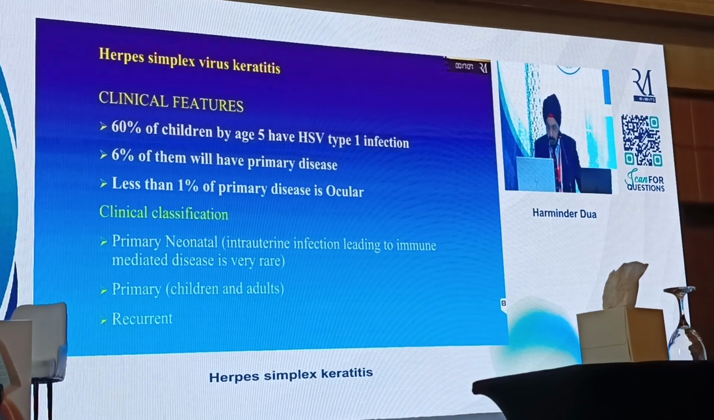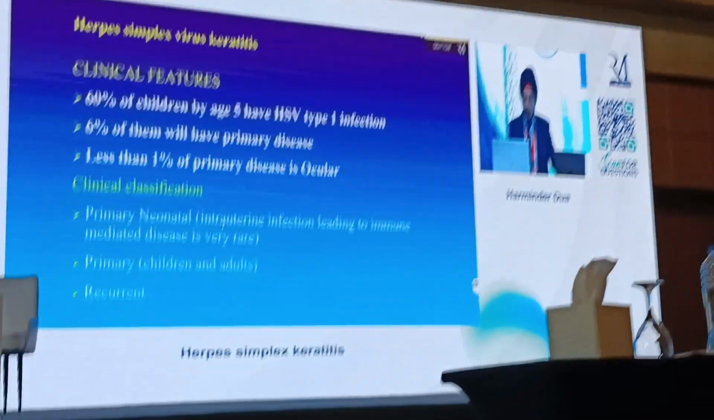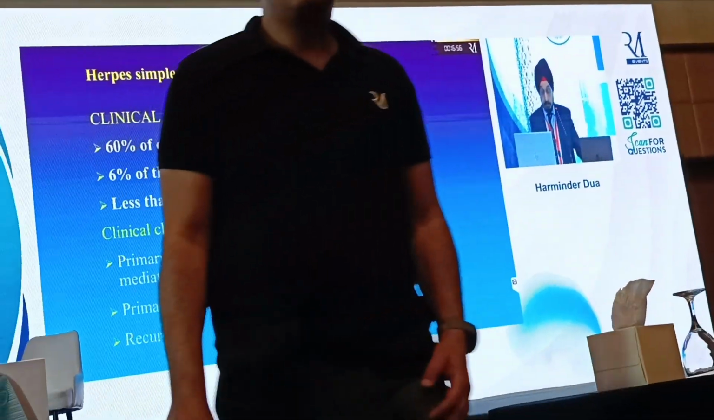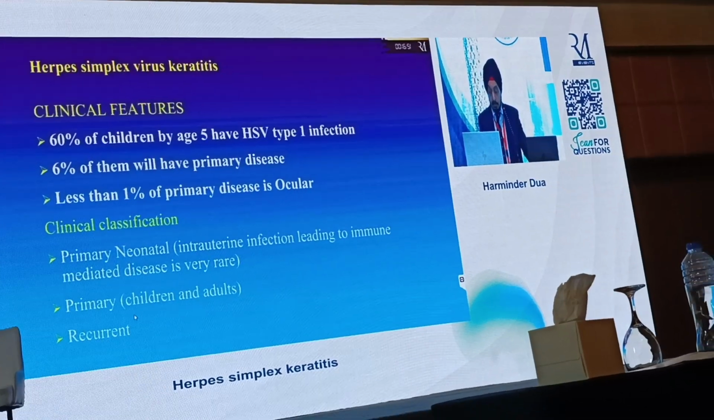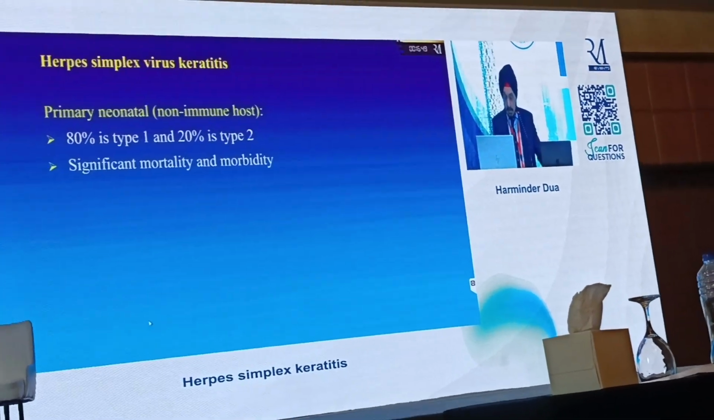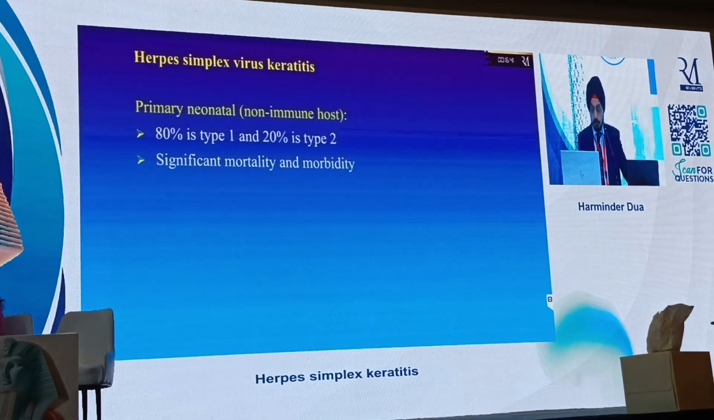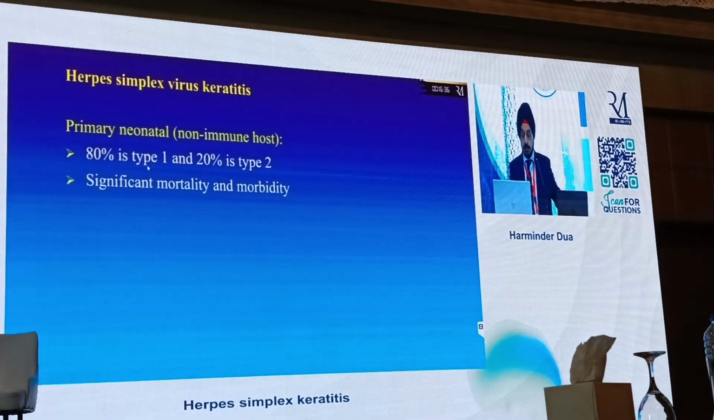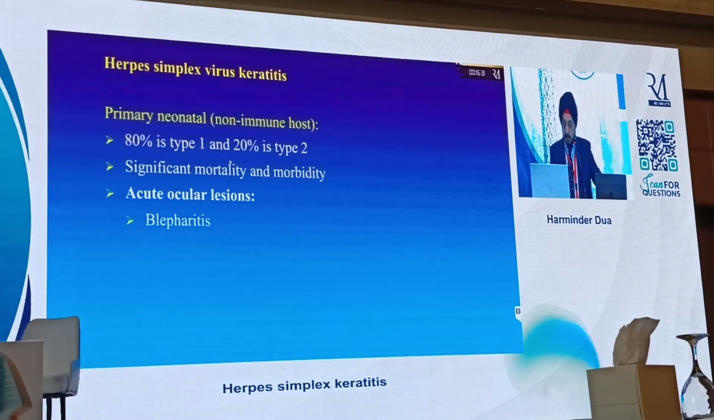Let's go with this. So the primary neonatal, where you get intrauterine infection, it's very rare, but it's quite serious and usually it is an abortion. Then it will be primary in children and adults, and it can be recurrent. So these are the three categories. The neonatal primary type is in the non-immune host because obviously the child has not been exposed to the infection before. 80% is type 1, which means above the waist, and then 20% is below the waist, type 2 herpes, and there is significant mortality and morbidity with that.